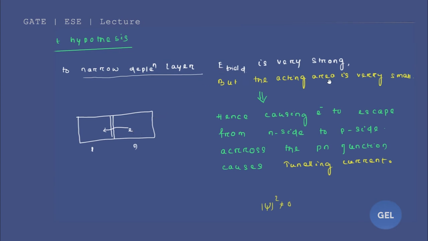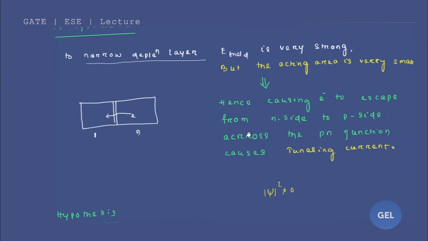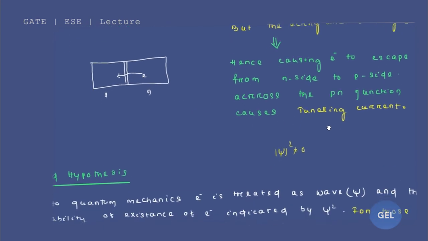Because the electric field acting area is very small, that is why carriers make their tunneling very easily. So hence causing electron to escape from N side to P side across the PN junction, causing tunneling current. So the movement of tunneling of carriers will produce tunneling current.